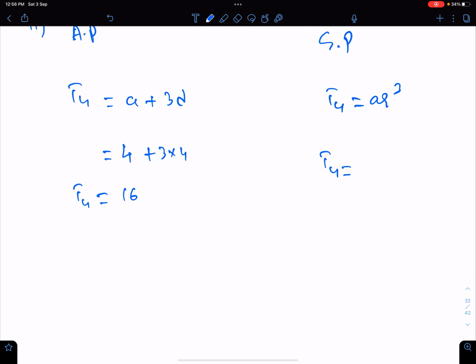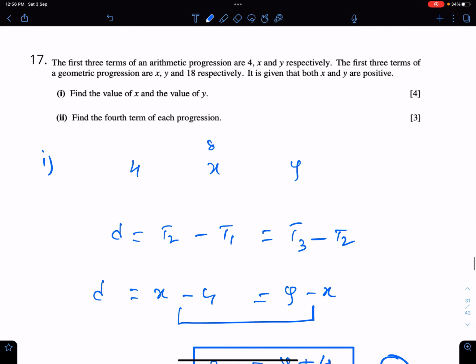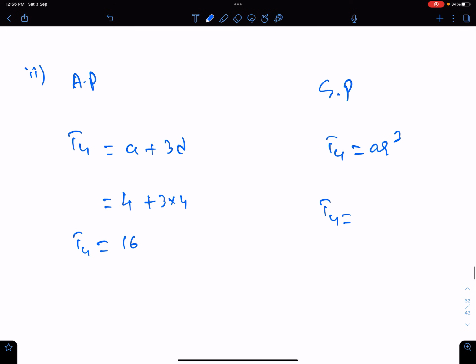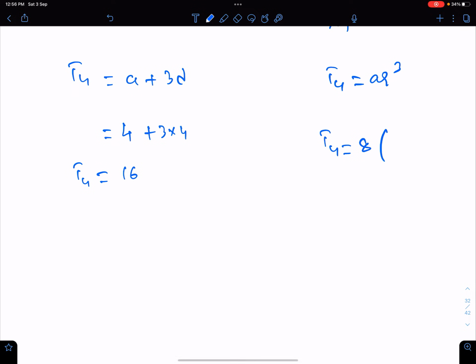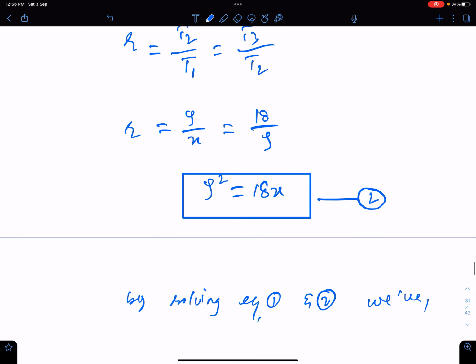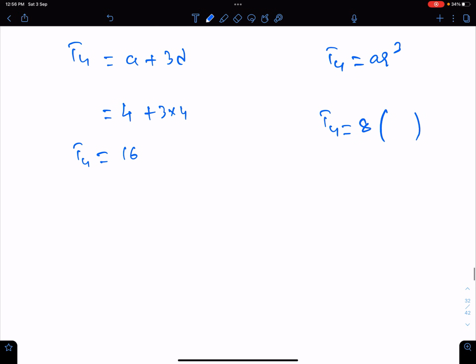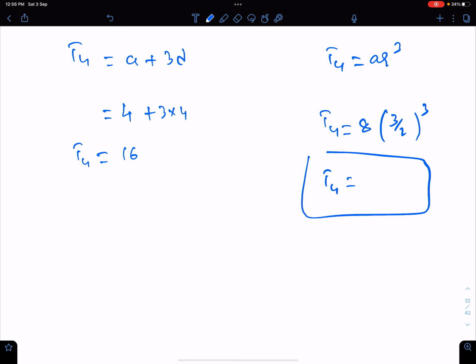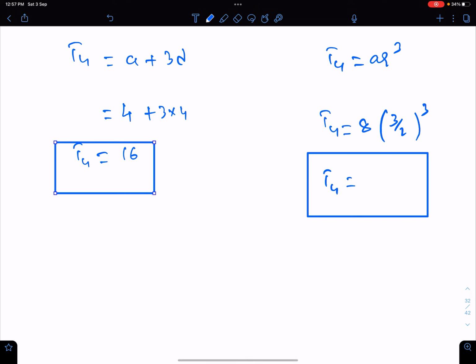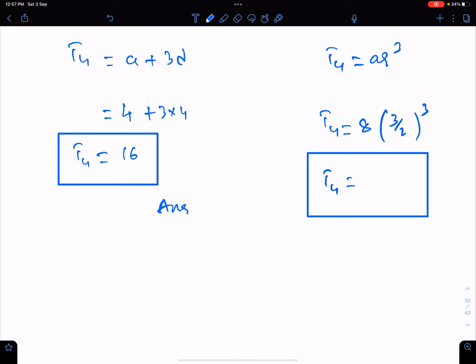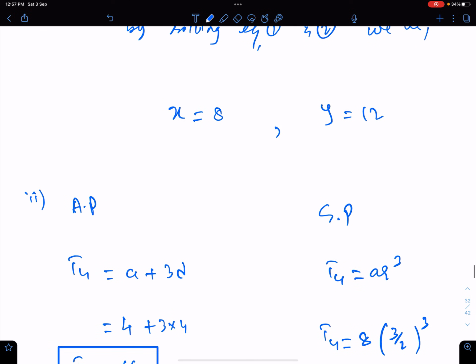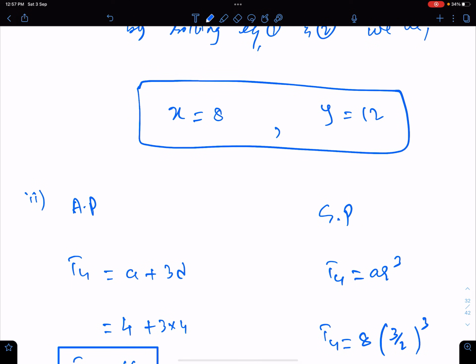So T4, A of GP is x, so 8, and R is 18 upon y, and y is 12, so 3 upon 2. So this is the fourth term of the GP, and this is the fourth term of the AP. After getting the values of x and y, you can easily solve the last part.